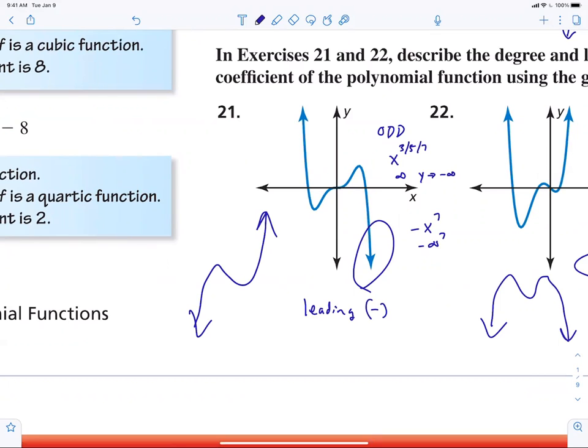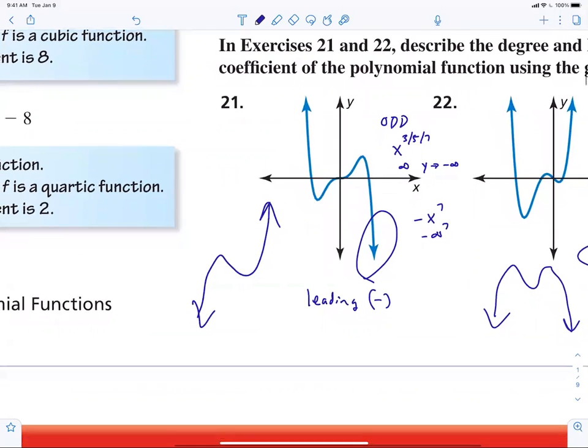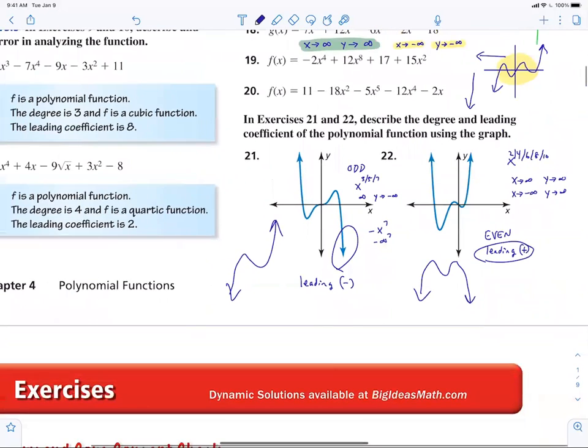Now, again, I'm trying to get you to understand the reason why I know it's odd is because if I plug in a positive, I get a what? Positive. If I plug in a negative, I'm getting a what? That's how you tell. I know it's even because if I plug in a positive, I get a positive. If I plug in a negative, I get a positive. Right? All right. Super easy. But that's what we talk about when you get to higher level math. You have to understand. No memorizing.